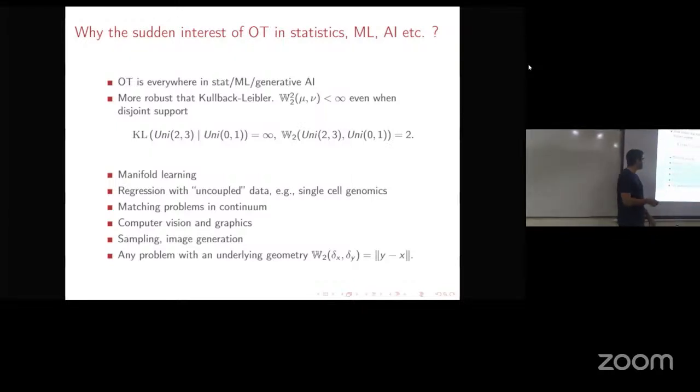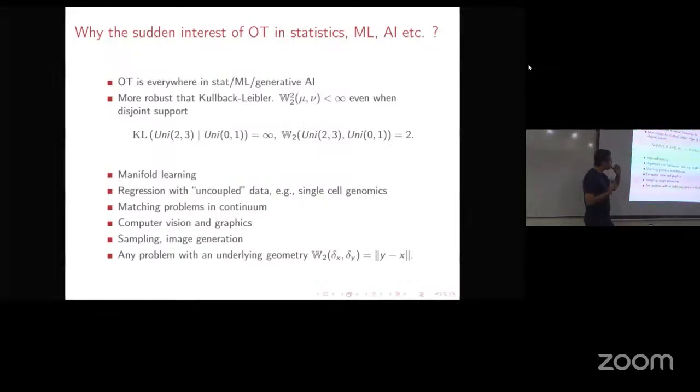One particular example I'll give is manifold learning, where you assume that your actual data, your actual models, are supported on a lower dimensional manifold, but you're observing data which has some noise in it. So people use this frequently. Another area where people use optimal transport is regression with uncoupled data. And this actually needs some explanation. Typically when we think of regression problems, you have paired data, right? Xi, Yi, these are pairs, and you want to do regression between X and Y.